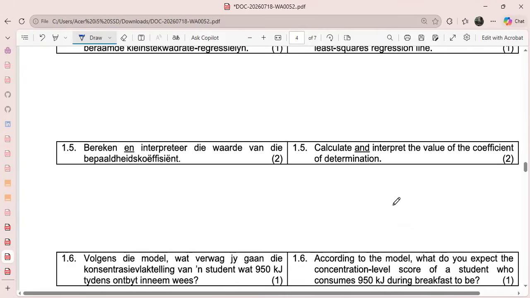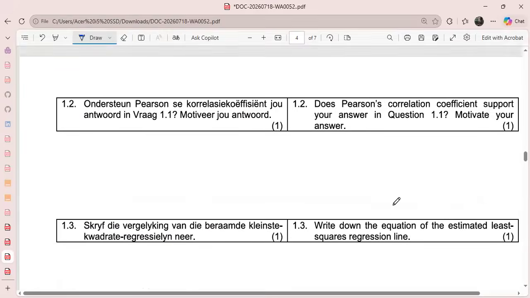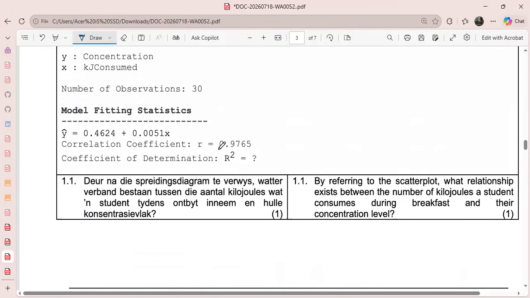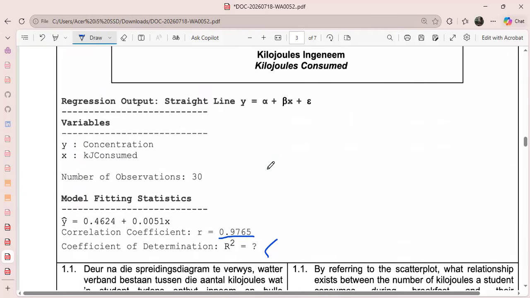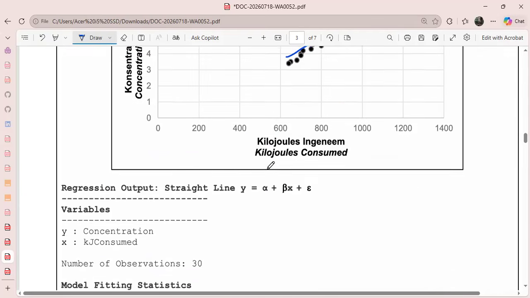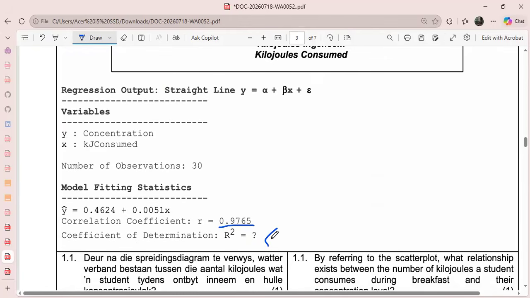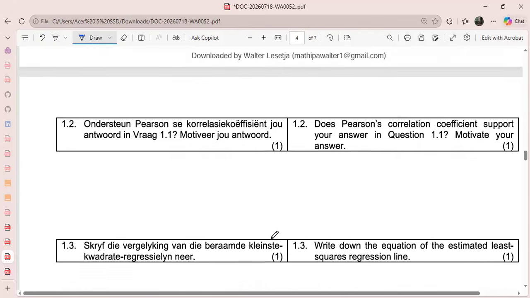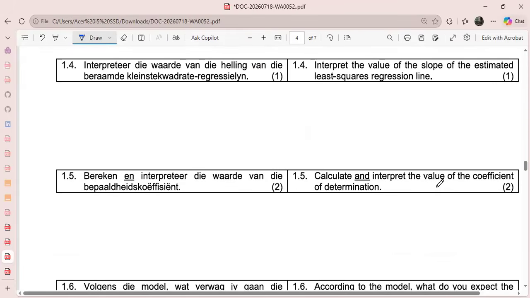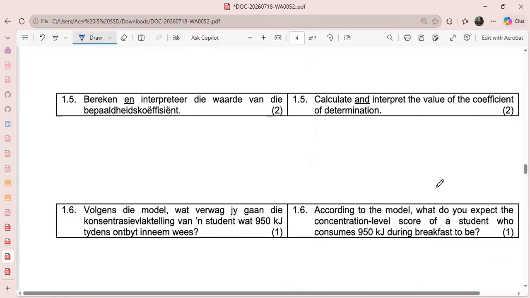And then calculate and interpret the value of the coefficient of determination. Now already you have your R. You remember when we were doing Sttn 111, the minute you get R, you get R squared. This one you're not given the Stat 1.2 output, the one for multiple regression. For you to get this one, you know that you have to square it. You say open bracket 0.9765 close bracket to the power 2. You square it, then you get your answer for the coefficient of determination. That's how you do it. Then after that you interpret. If it's close to 1, then the regression line fits the data well.